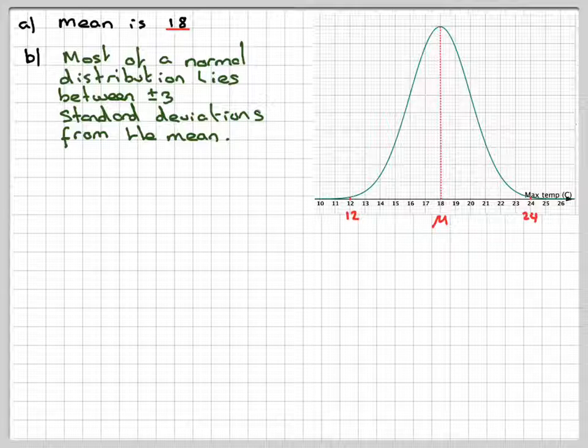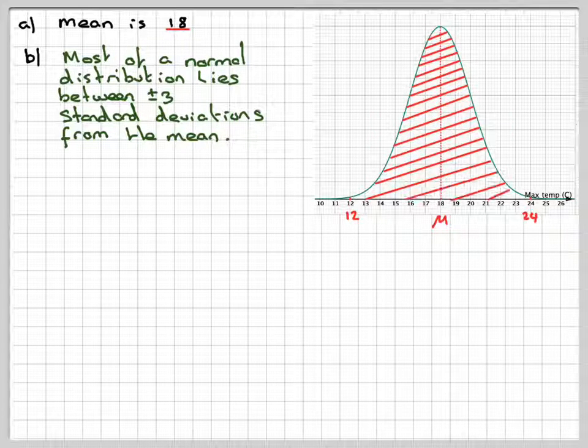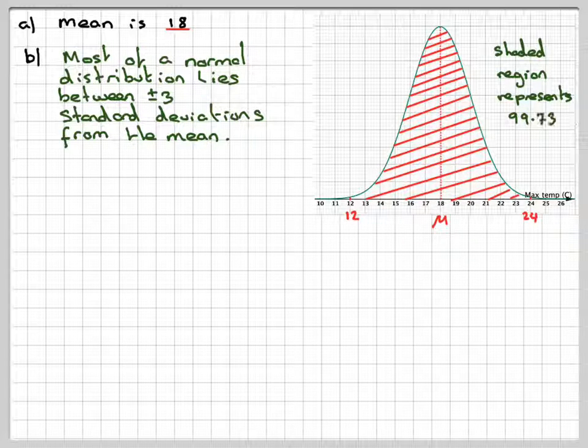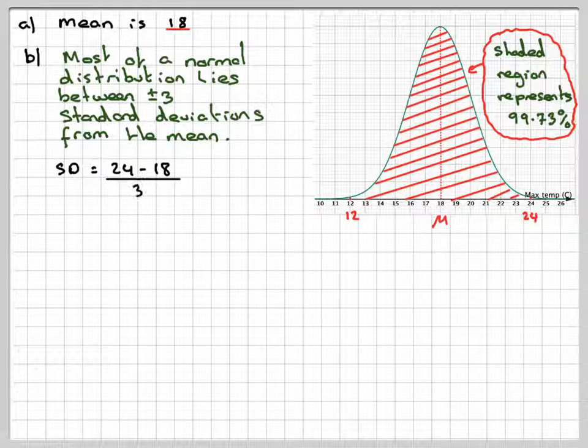Okay, so if we see here, if we take 12 and 24, we can see that most of the population lies there. In fact, the actual percentage is about 99.73%. So therefore, the standard deviation will, in this case, be, taking this one, 24 minus 18, that distance there, divided by 3, which means it is approximately equal to 2.